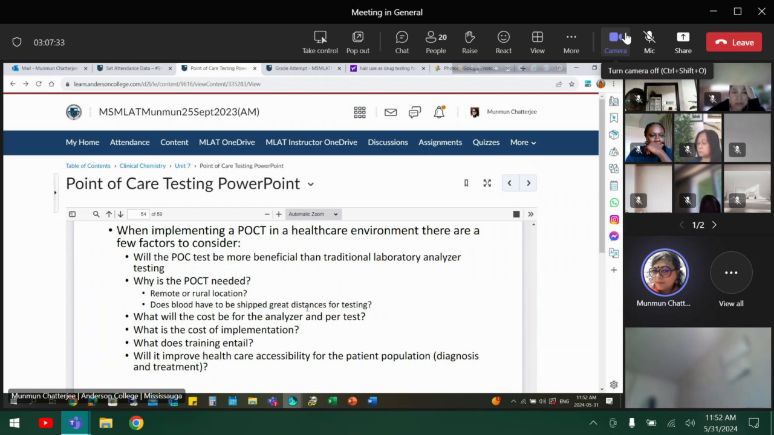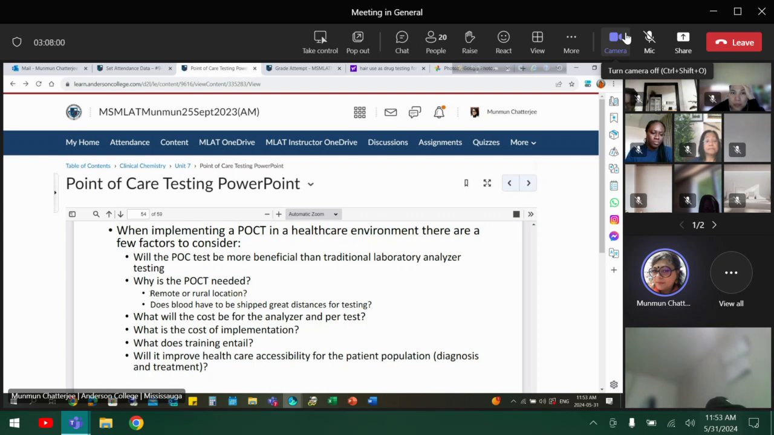This is very important, why POCT is needed for remote or rural locations. Blood has to be sieved, which is a disadvantage for testing. What will be the cost of the analyzer and per test? What is the cost of implementation? What does the training entail? Will it improve healthcare accessibility for the patient population, diagnosis and treatment?